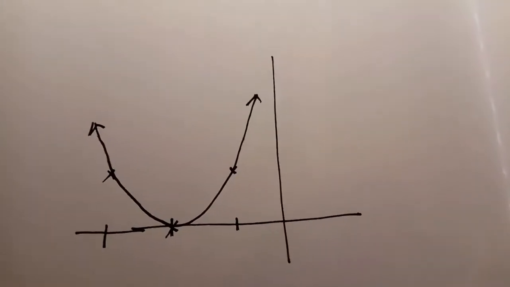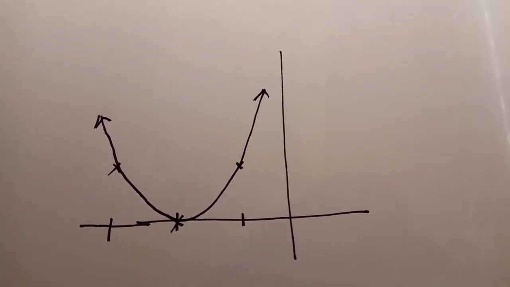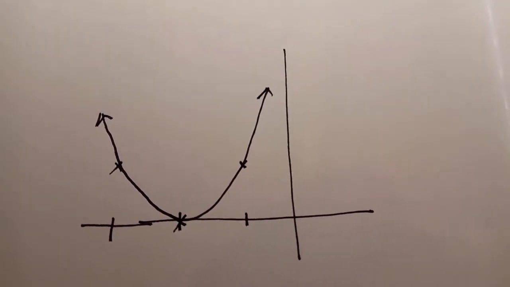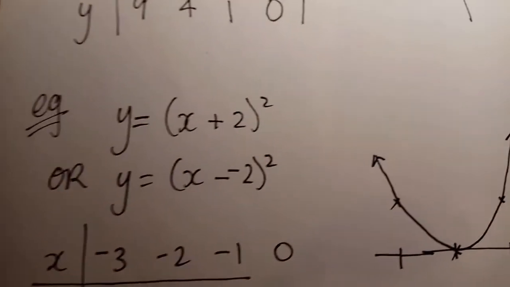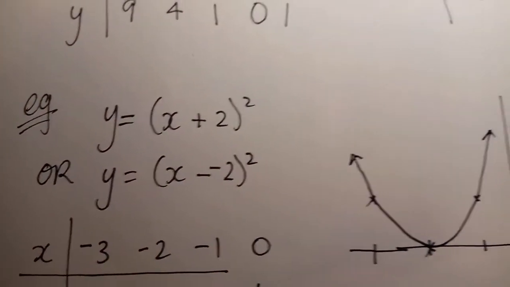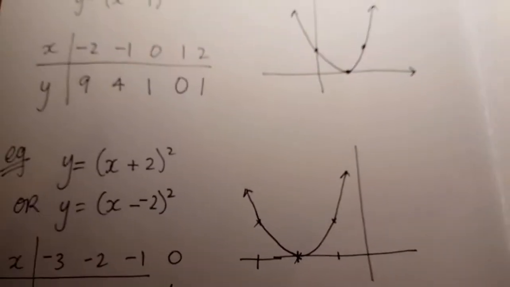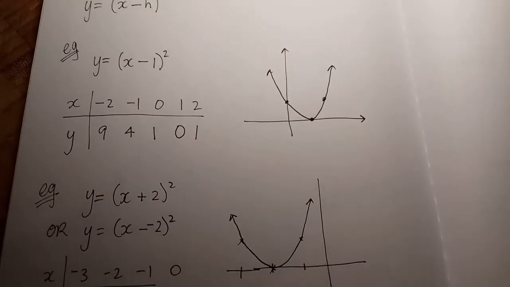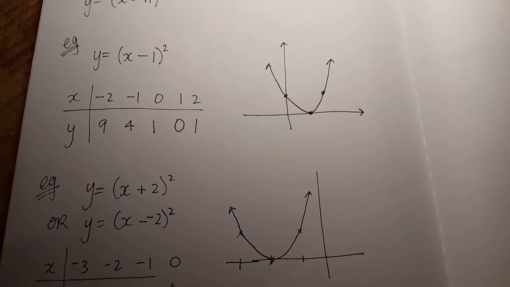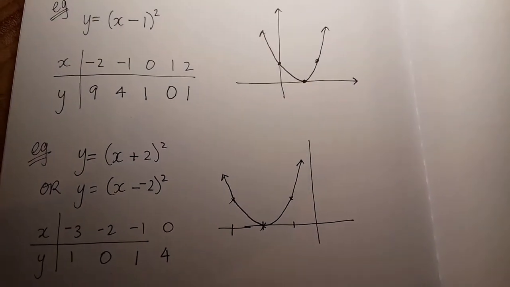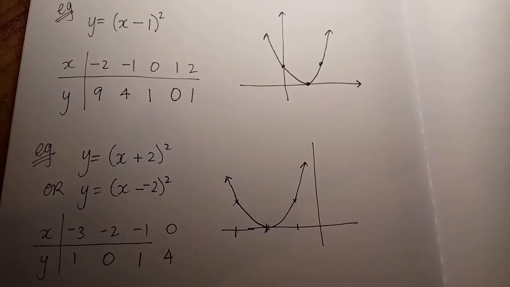And this is what the curve looks like if it was sketched. Notice that my turning point has now moved across to the left by 2 places. So my h value is equal to negative 2, and I've moved to the left by 2. In the first example, my h value was positive 1, and I've moved to the right by 1. In the second example, my h value is negative 2, and I've moved to the left by 2.